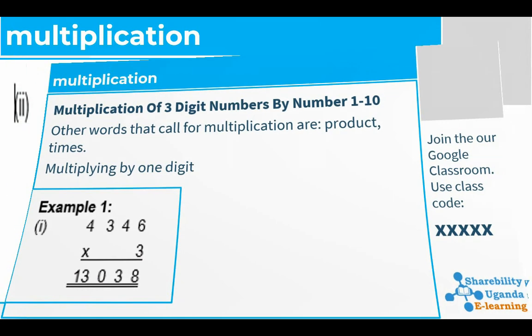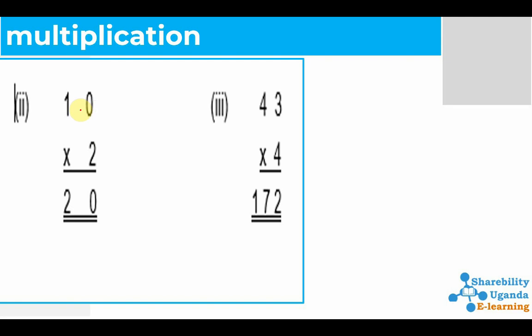Okay, so we shall proceed to the next one. We have this is 10, this is 2. So 2 times 0, any number multiplied by 0 is equal to 0, right? So 2 times 0, we shall get a 0. 2 times 1, we shall get a 2. So take note, any number multiplied by 0 is equal to 0. Any number multiplied by 1 is that number. So that's why we're able to say 2 times 1 is 2.